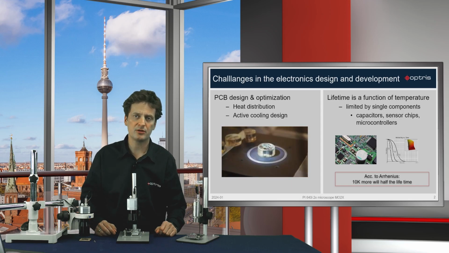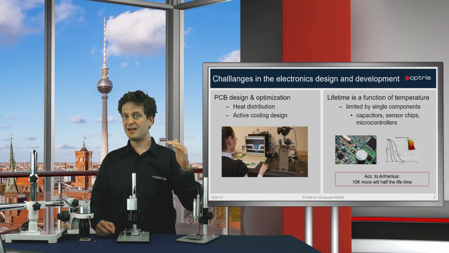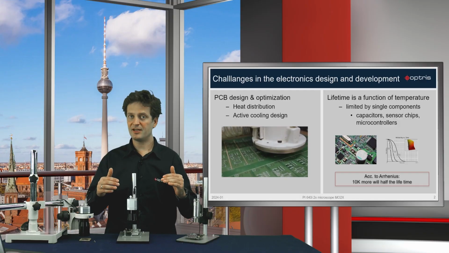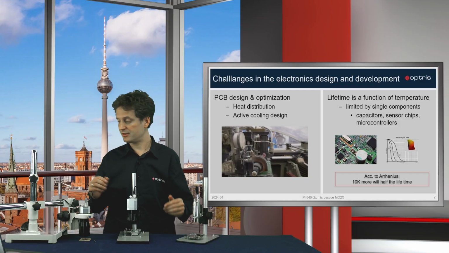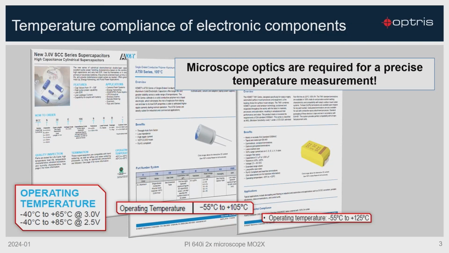There's a rule of thumb according to Arrhenius, which says that a temperature difference of 10 Kelvin more will halve the lifetime of the device. If we look at some examples of such components, we see the data sheets informing about the temperature limitations. For that reason, it's very important for the development of such boards to have an idea of the right temperature of each single component on the board.